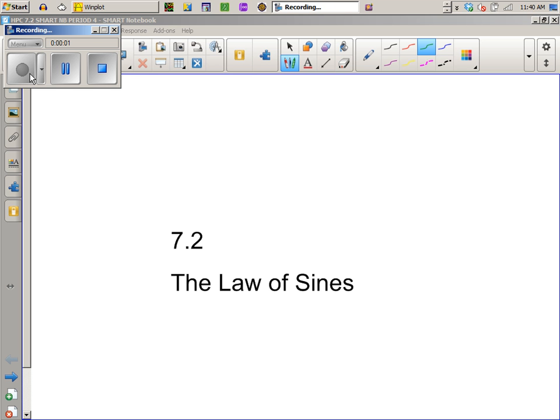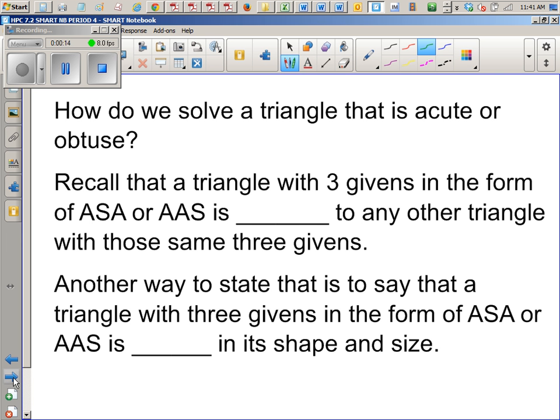All right, the question is simple. What do you do with a triangle that is not a right triangle? Well, if a triangle is not a right triangle, then it is either an acute triangle or an obtuse triangle, right? By default. So how do we solve a triangle that is acute or obtuse? What do you do with that? So let's talk about that today.